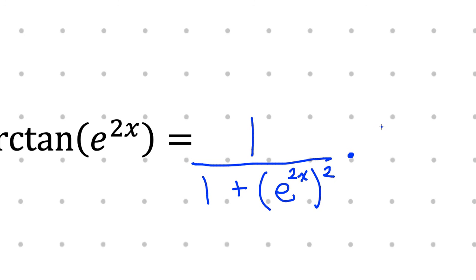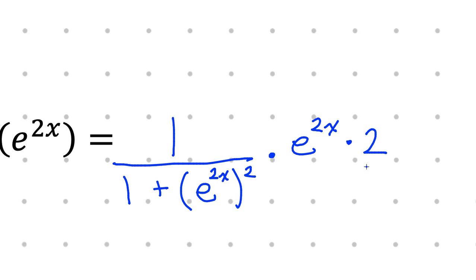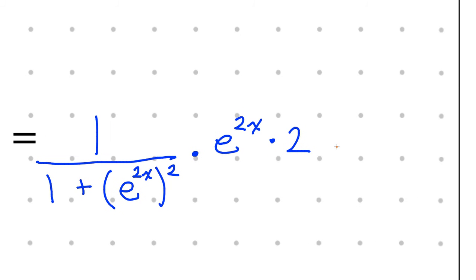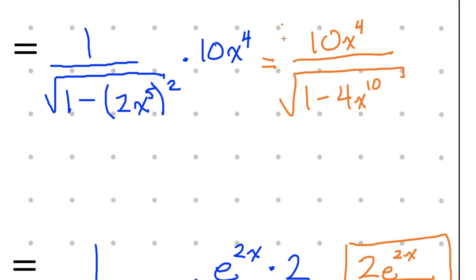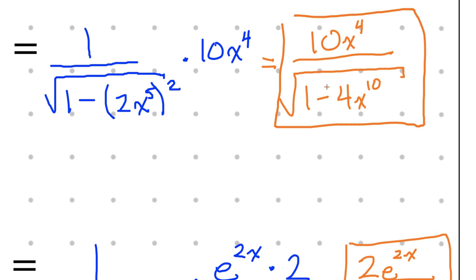Someone. Anyone. Shout it out. E to the 2x is e to the 2x, right? But I have a derivative of the inside now. Times 2. And then simplifying this, in the numerator I have 2e to the 2x. In the denominator I have 1 plus e to the, okay, a power to a power. I multiply. 2 times 2x is 4x. Done. I should be boxing these. These are the easier ones, as long as you have the formula memorized.